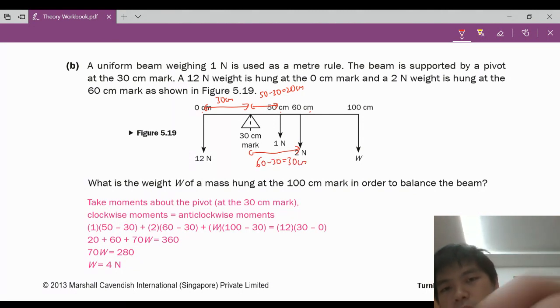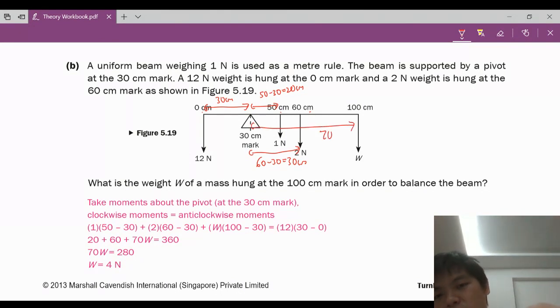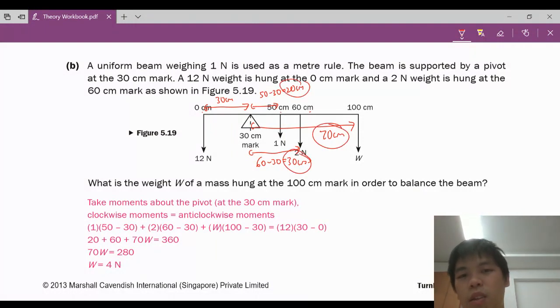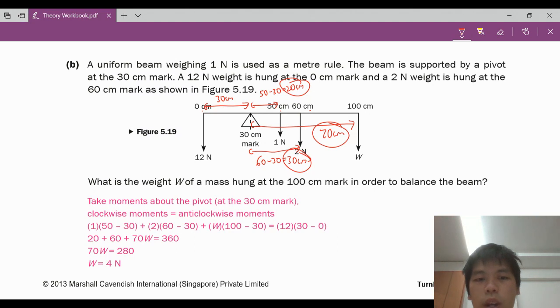And your last one is 100 minus 30, which is 70 cm. So you have to be very careful. We want to look at 30 cm, 70 cm, and 20 cm. So what is the weight W? They want you to find this.